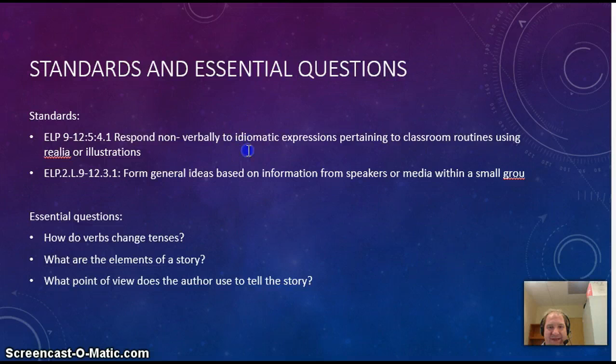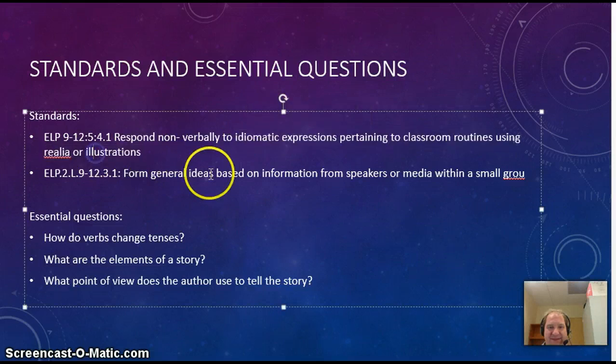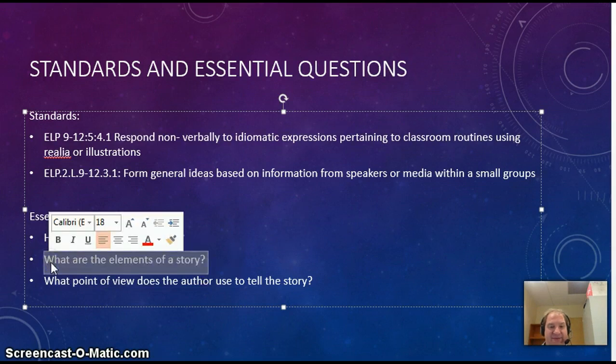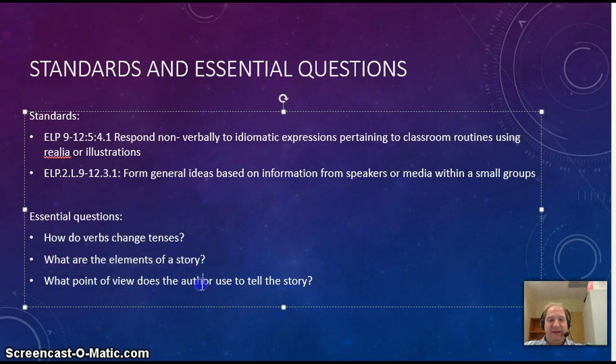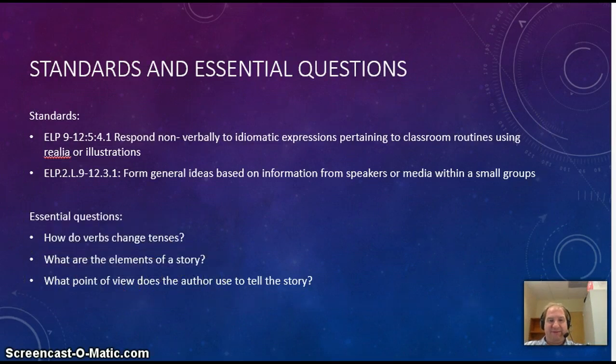So our goal: look at idiomatic expressions with illustrations and form ideas in small groups. We're also going to look at how verbs change tenses, a little grammar point there. And the elements of a story is going to be our big focus. This is a big thing we're going to talk about. Point of view we'll also look at as well.